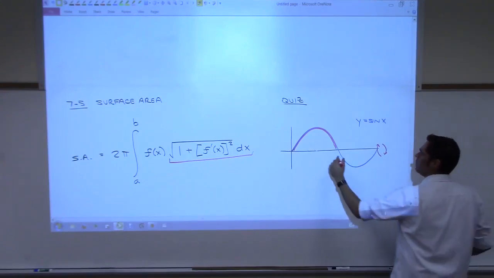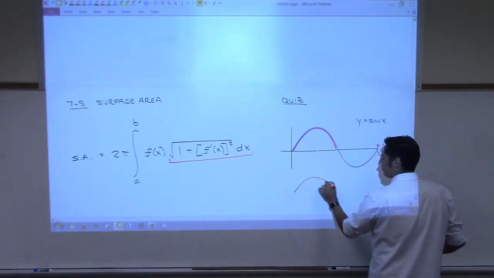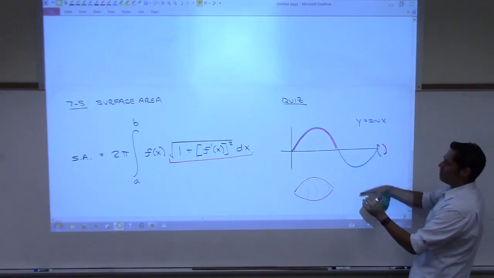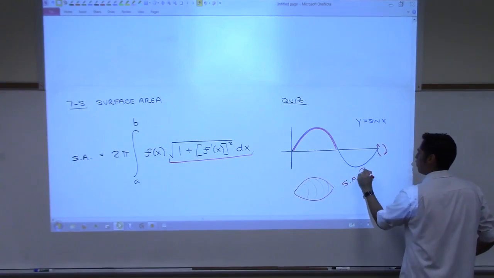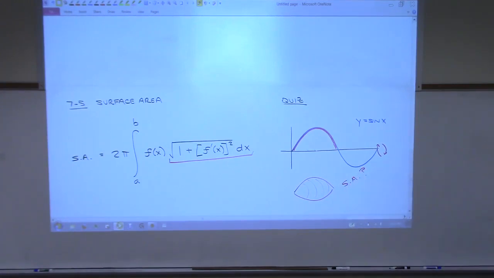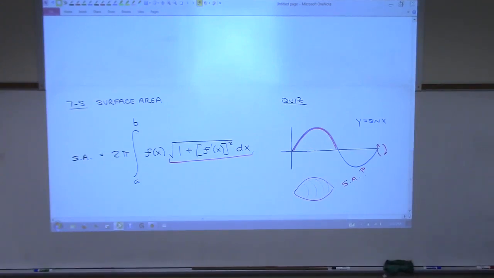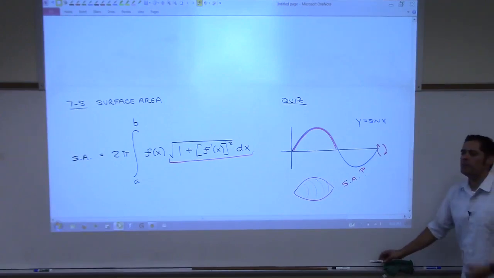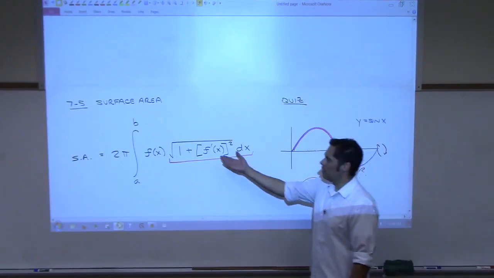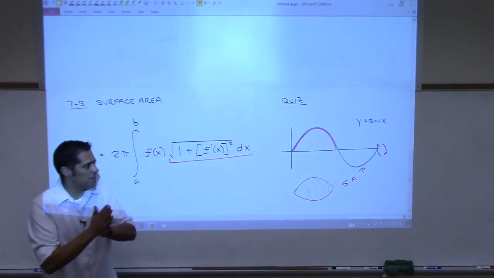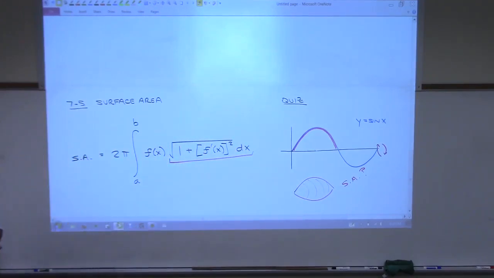So surface area, this thing wrapped. That's my three-dimensional picture of it. That's my 3D picture. What's the surface area? What are you going to need in order to do this? Take the derivative, square it, plug it in here, put the original function out here, and then start cooking up your methods of integration and see if you can figure out how to integrate it.